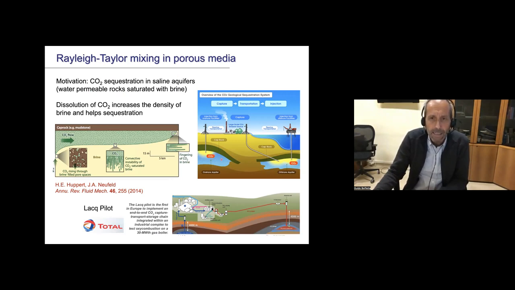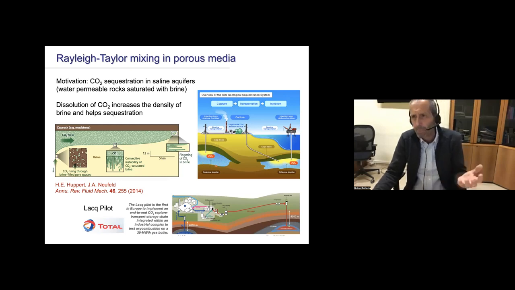And so the idea is that when you pump at high pressure CO2 into brine, in principle the carbon dioxide is lighter, but then it dissolves into brine and makes the brine more dense. And so we have a gravitational instability, Rayleigh-Taylor instability, that moves the CO2 saturated brine towards the bottom of the aquifer. And this helps the sequestration. So it's very important for this application. This application is already used. For example, this is one facility in Europe done by Lacroix, managed by Total.